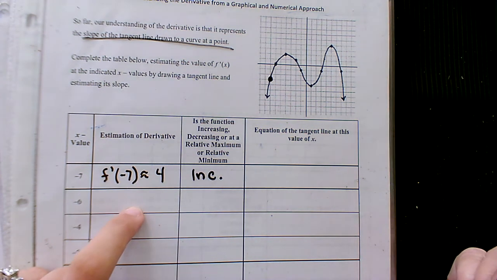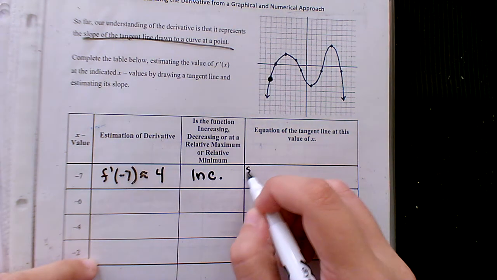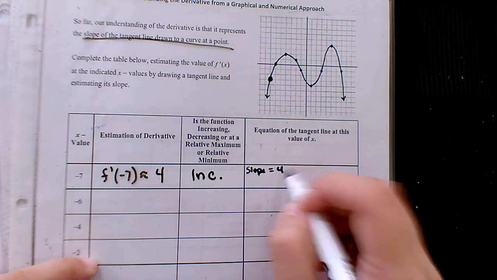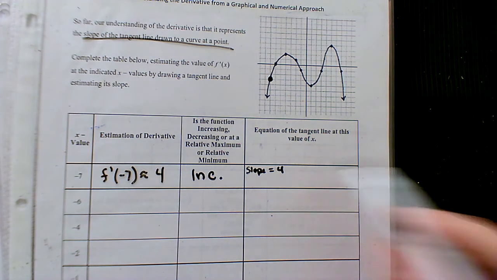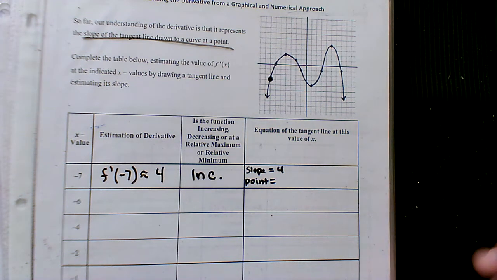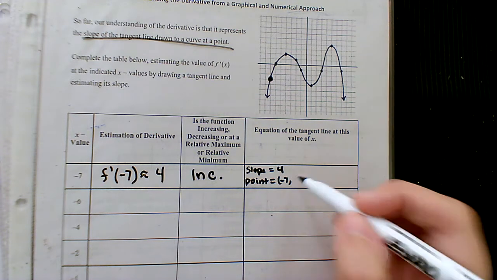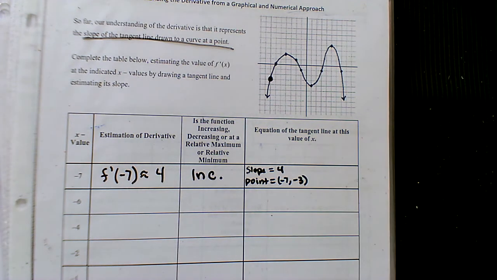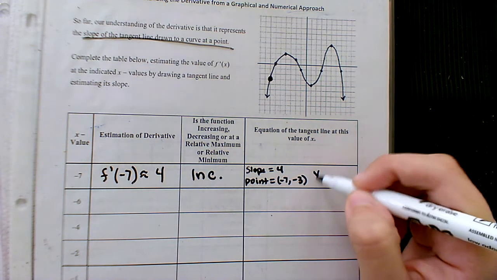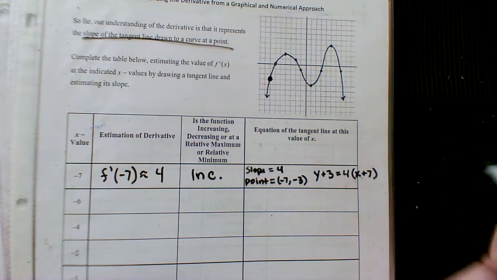So if you want to write the equation of a line, we need what? 2 points. That's going to give us a slope. 2 points for a slope. We need 1 point and a slope for a line. Okay, so we know the slope was 4 or 3 or 6, whatever your estimation was. And then the point is coming from the actual spot on the graph. So notice how if we have an x value of -7, our y value was -3. Okay, so point slope form from there, we'll have y plus 3 equals 4 times x plus 7.